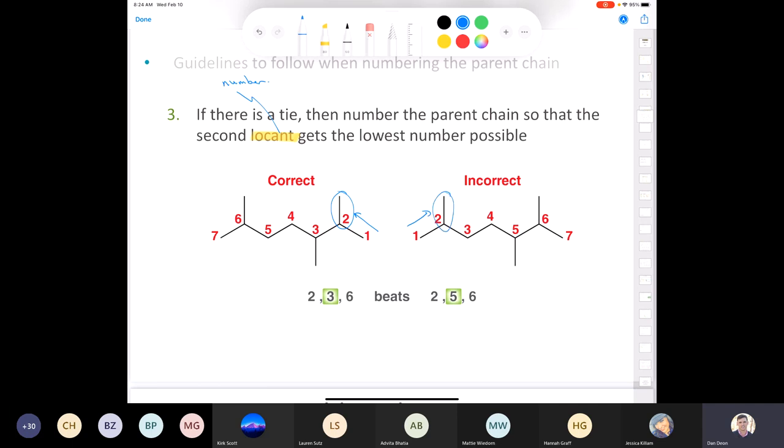You also have a substituent at carbon 3. Okay, and if you had done it this way, your second substituent would be at carbon 5. And so if there's a tie with the first two substituents, or with the first substituent, then you keep going until you have more and more substituents, and you give the next one the lowest possible number. So 3 beats a 5. It's lower than a 5. And so that would be the correct way.